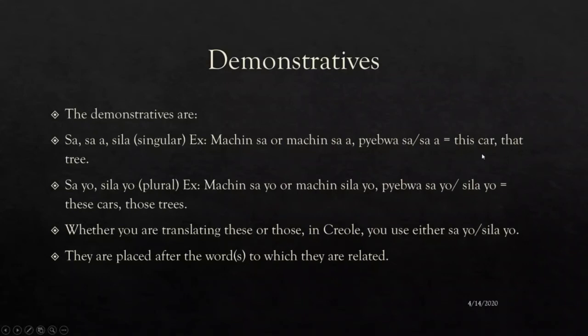So now remember, look at this. You have "that" and sa, and we have "this," still sa. So what do you notice? We don't have a separate translation for this and a separate translation for that. No, it's the same translation. Sa. Car means machine, and tree means pied. You can Google translate those words.